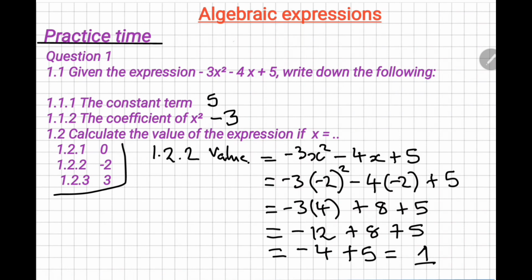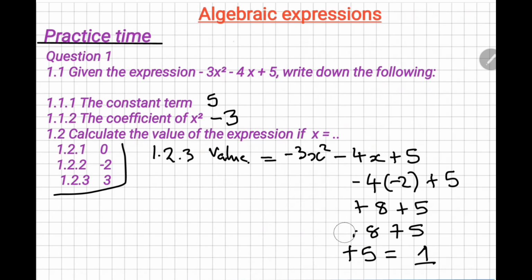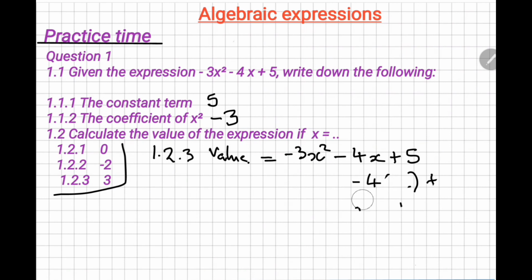Not so difficult. Okay, so to evaluate the expression, or to find the value of the expression when x equals negative 2, just replace the x with a negative 2 and then simplify. The same trick we're going to do again for the last sum, 1.2.3. Okay, same trick. Now the x value is changed to what? To 3.